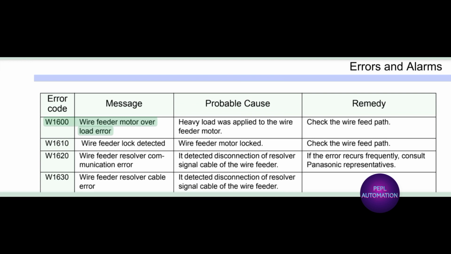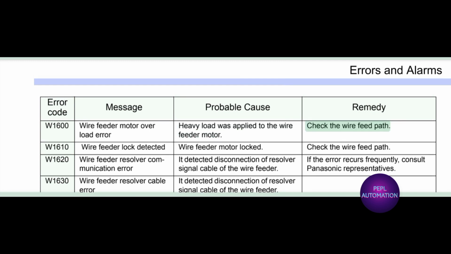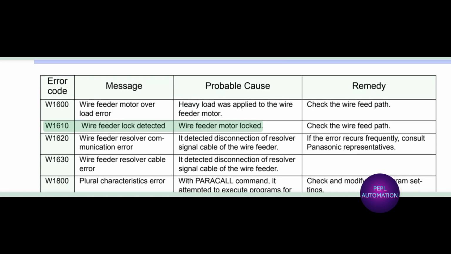W1600 wire feeder motor overload error. Heavy load was applied to the wire feeder motor. Check the wire feed path. W1610 wire feeder lock detected. Wire feeder motor locked. Check the wire feed path.